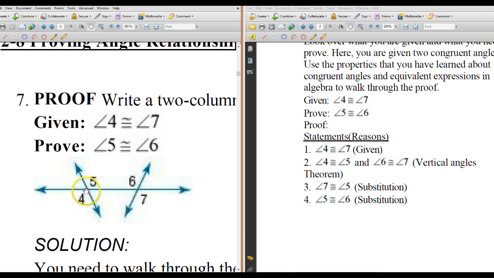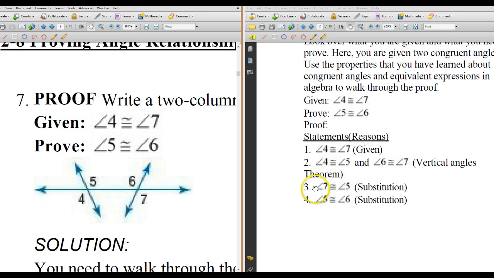Then we look at our diagram and we notice that we have vertical angles here. So 4 and 5 are vertical angles. They are non-adjacent angles who are formed by two intersecting lines. So 4 and 5 are vertical angles. 6 and 7 are also vertical angles. And we know that vertical angles are always congruent. So in number 2, we're going to state that angle 4 is congruent to angle 5, and angle 6 is congruent to angle 7 by the vertical angles theorem.